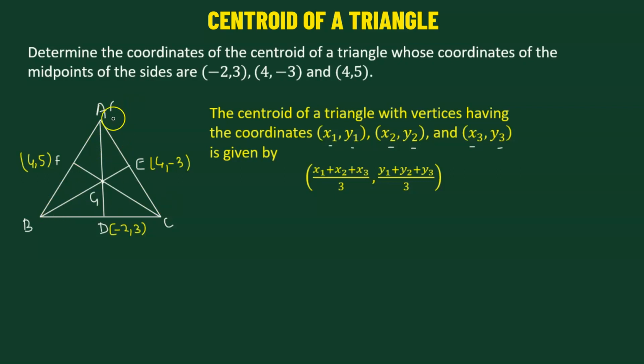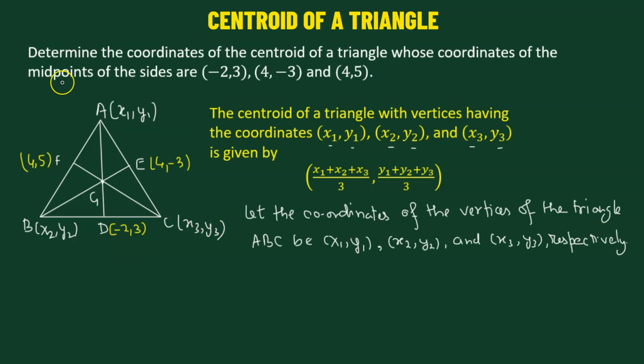Now in our problem, we are not provided with the coordinates of the vertices. So what we'll do, we'll assume that the coordinates of A, let it be (x1, y1). Coordinates of B, we are going to assume that's (x2, y2). And coordinates of C, we're going to assume that's (x3, y3). Now that we have the coordinates of the vertices, we can start by defining the coordinate of D. So what's the coordinate of D?